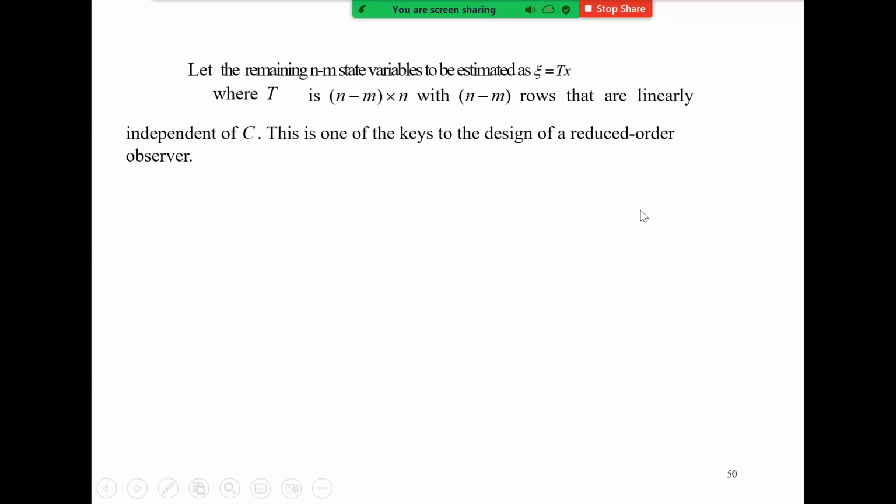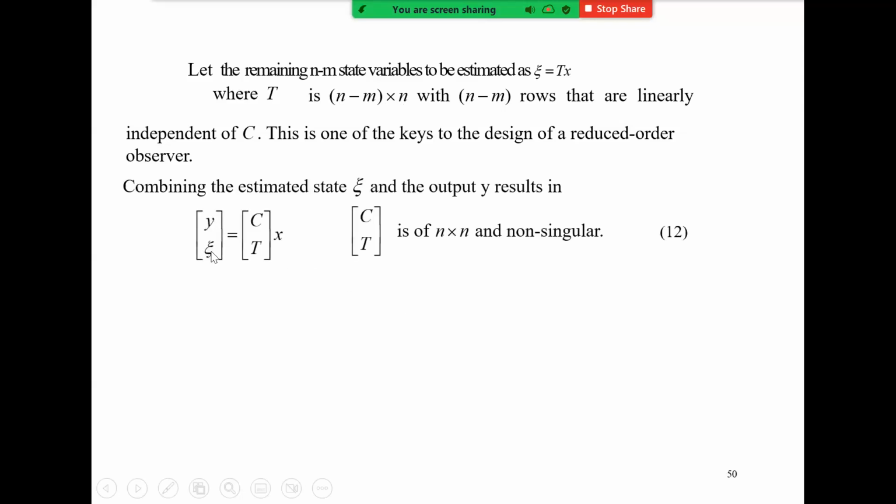Now let's put the output y and ζ together. The output y has m components, and ζ has n minus m. I will put those two together. That will be n variables, and we know they are related to the original state vector. So we know y equals C times x, and ζ equals T times x.